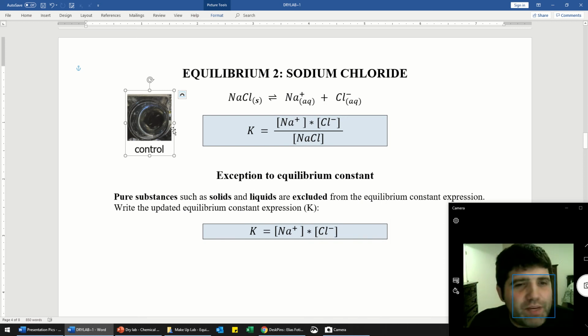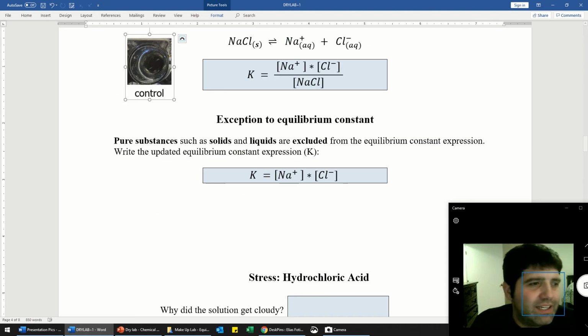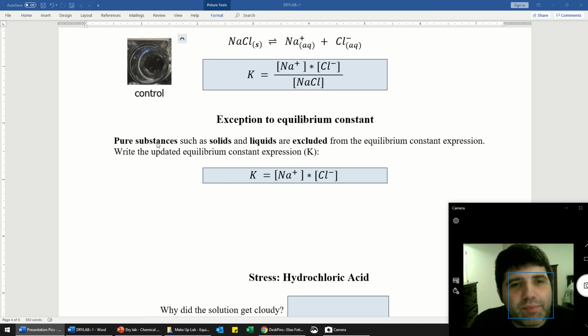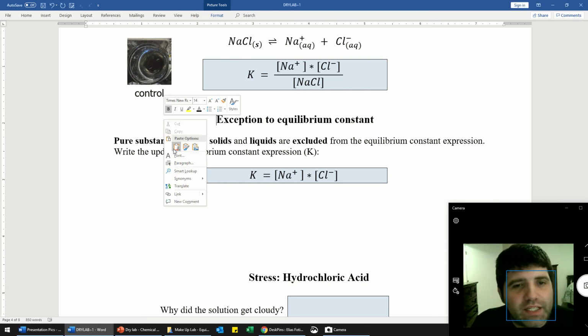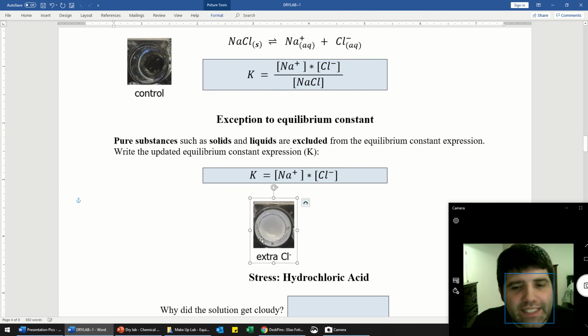Then what's going to happen is we're going to stress it. So let's talk about that. We're going to stress it by adding hydrochloric acid. Hydrochloric acid is HCl. And what we're doing with it is we are going to be adding one of the ions that's already there. So when you add hydrochloric acid is HCl.